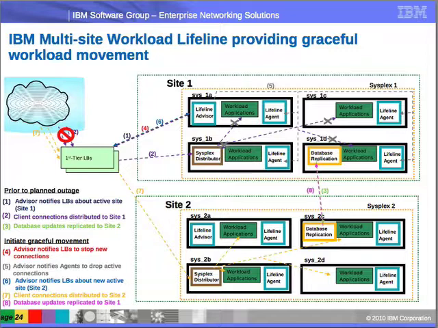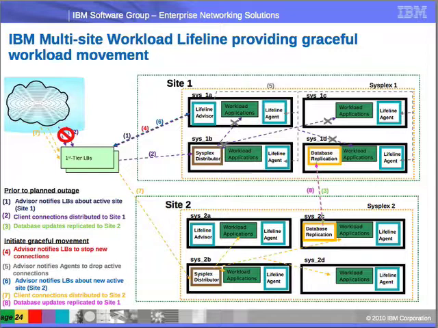Database updates, from flow 3, are captured on Site 1 and sent over to Site 2, where they get applied to the database over there. So what we're doing now is making sure that there's an alternate copy of the data on Site 2.